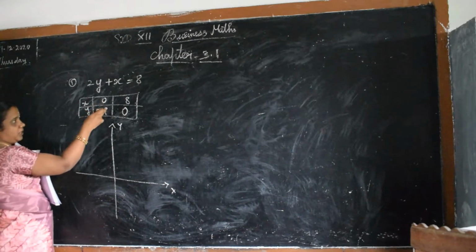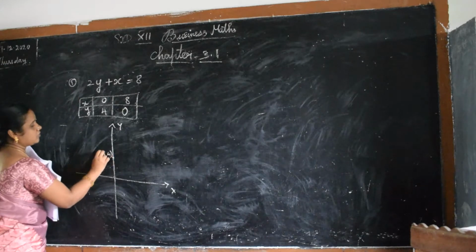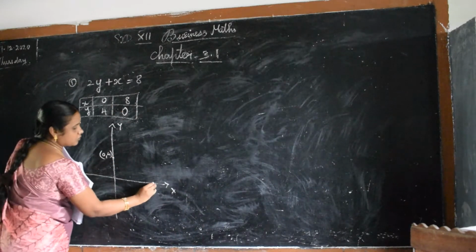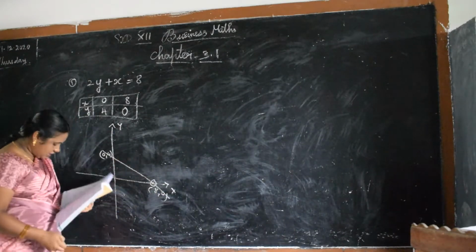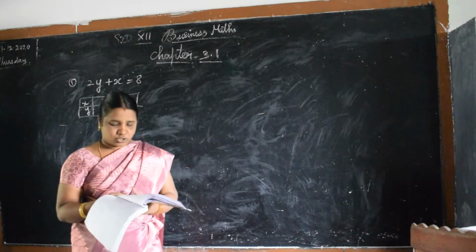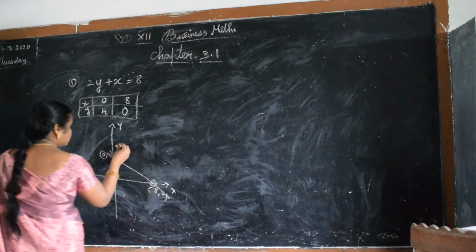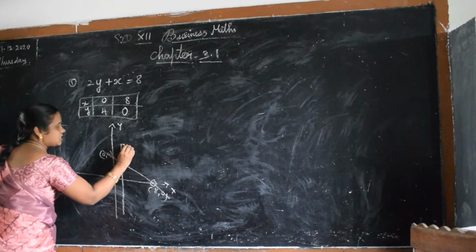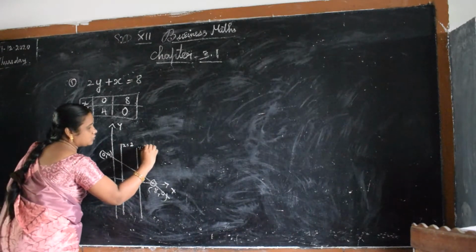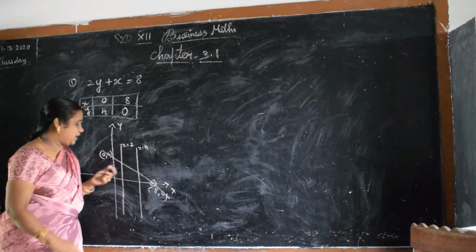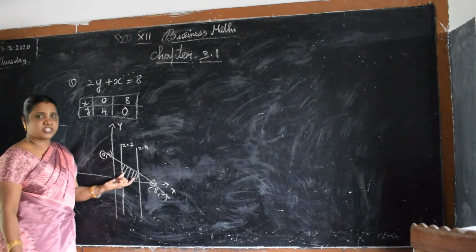What is the first coordinate point given? 0, 4. Our next point is 8, 0. Here you can plot 8, 0. Now you join the points. Next, what is given in the question? x is equal to 2, x is equal to 4. That means x is equal to 2 is this line. Next, x is equal to 4 means you have to draw the line here. Which area you have to find? This one. This is the bounded area. For this, you have to find the area. Okay, children?